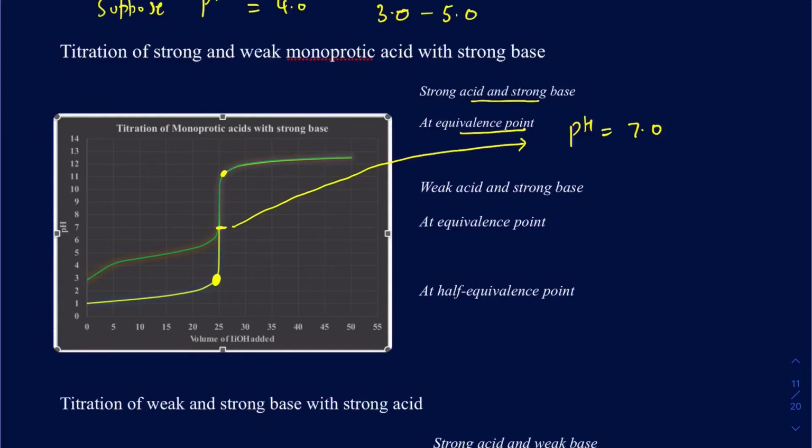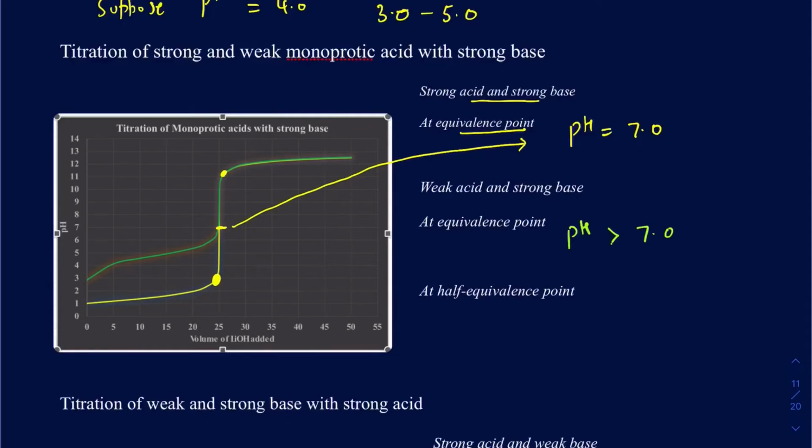Now, when I'm titrating a weak acid with a strong base at equivalence point, I'll change the color there. At equivalence point, your pH is going to be a little bit over 7. So always think of it this way: whichever is strong is going to win in terms of finding the pH at equivalence point.